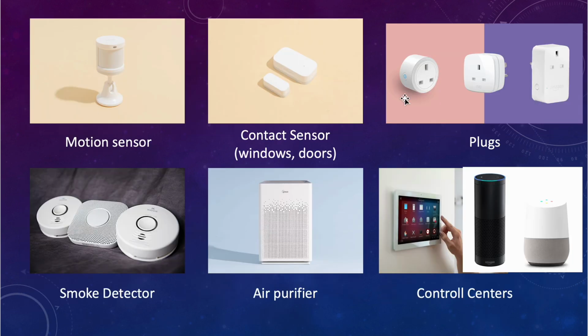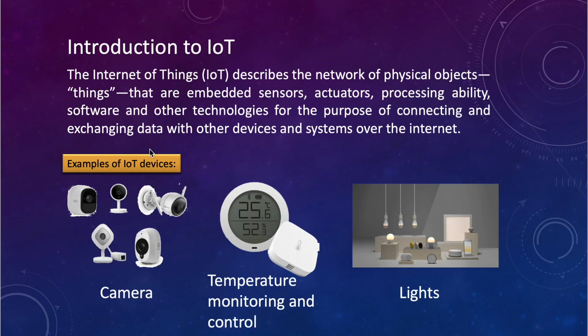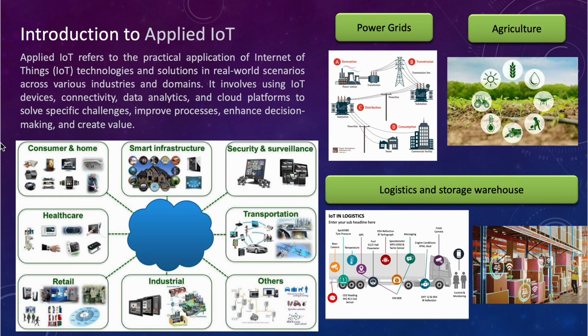Again, we talked about smart plugs, contact sensors, air purifiers, smoke detectors, cameras, not only for security, maybe for monitoring a small baby in another room, and so on and so forth. Temperature monitoring and control, these are also things that we talked about.